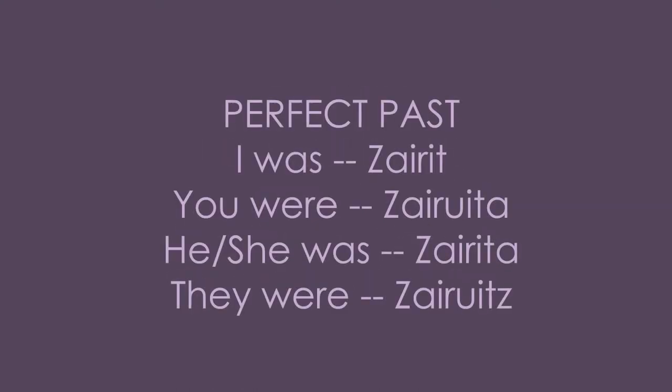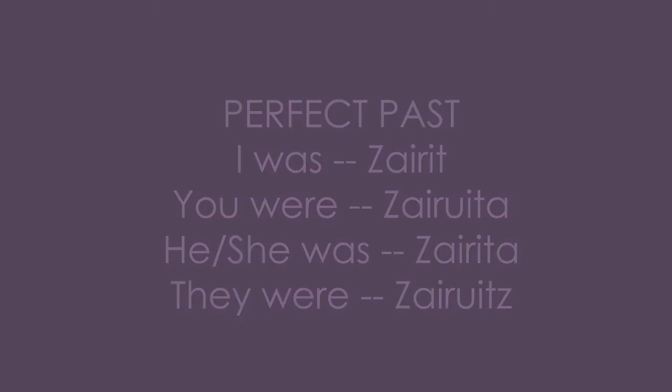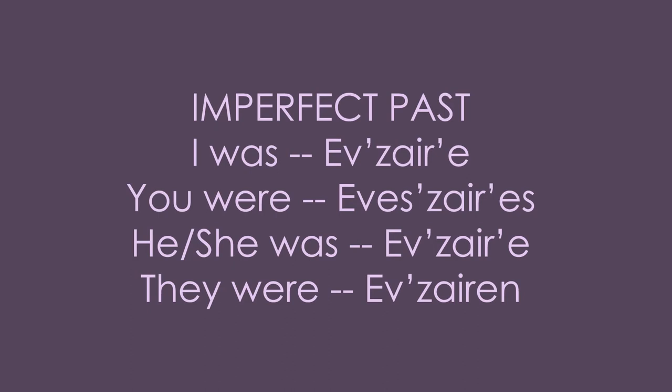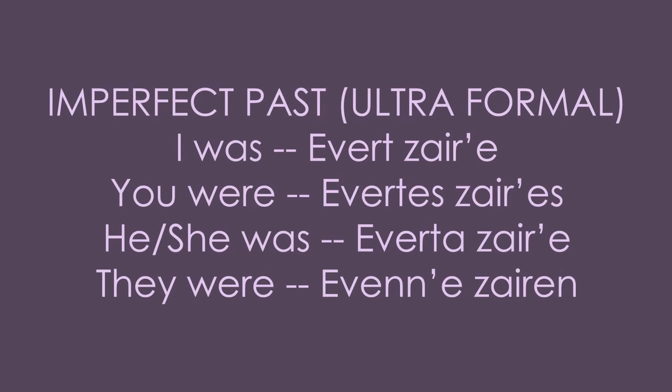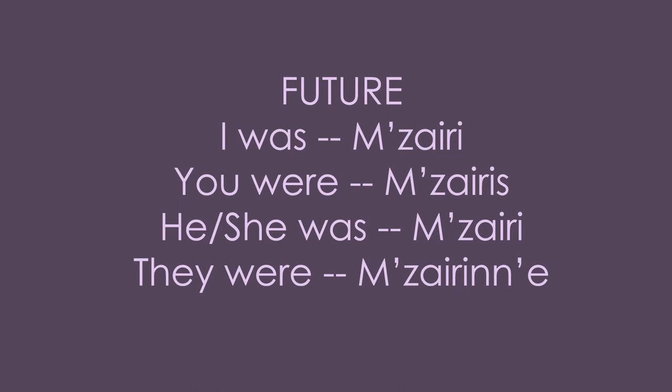Then the perfect subjunctive past, this is for you could, should, or would have done it, but you didn't. Zarit, zarita, zarita, zaruts. The imperfect past. Evzere, evzeres, evzere, evzeren. And you can make this ultra formal by making it Evert Zera, Avertes zeras, Averta zere, Evene zeren. And lastly, future polite requests. Miseri, Miseris, Miseri, Miserine.